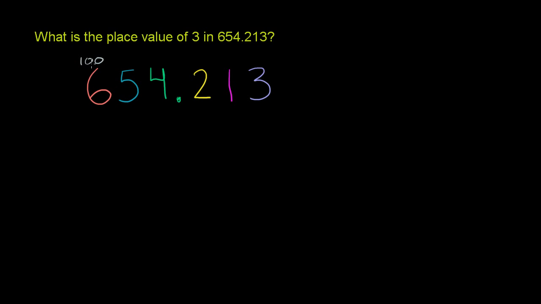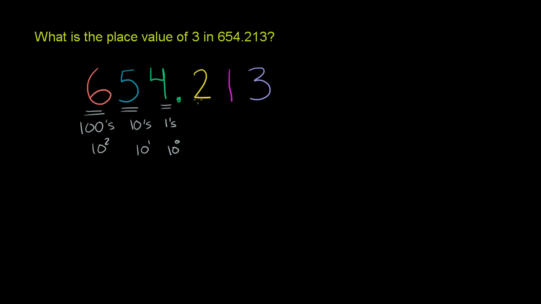Or we could view that as 10 to the second. Let me write that a little bit bigger down here. So this right here is the hundreds place, or you could view that as the 10 to the second place, which is the same thing as 100. This right here is the tens place, which is the same thing as 10 to the first. This right here is the ones place, which is the same thing as 10 to the 0.